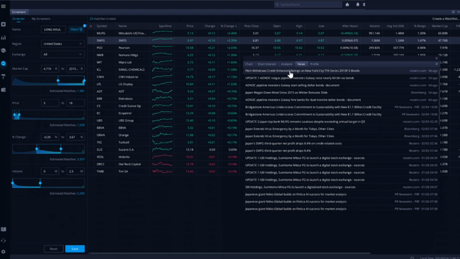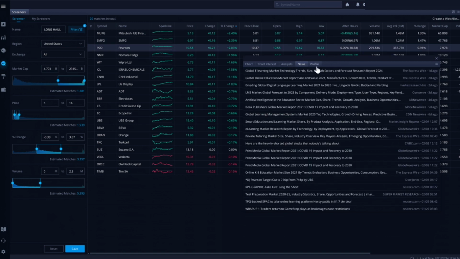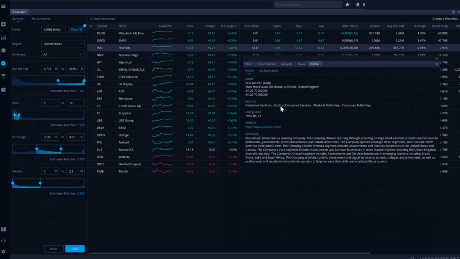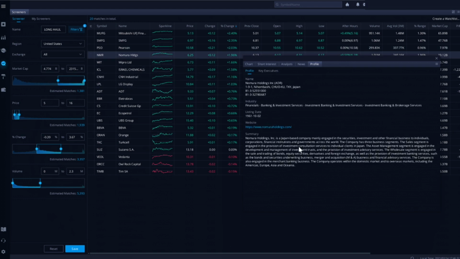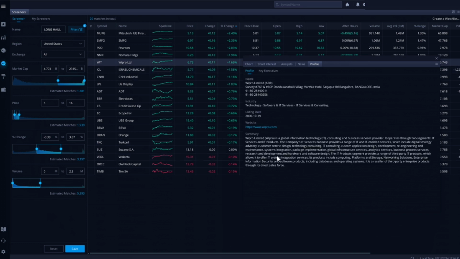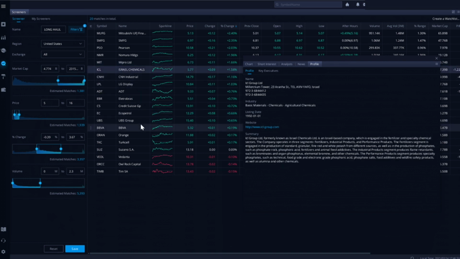News? Credit enhanced ratings on New York City TFA. That probably doesn't have anything to do with it. What else? Japan. Securities, investment, other financial. Wow, this is all financial. Global Information Technology Consulting and Business Supervisor. Huh. Israel Chemicals.